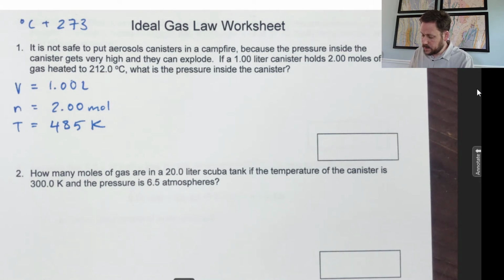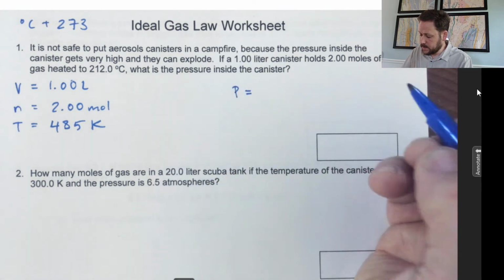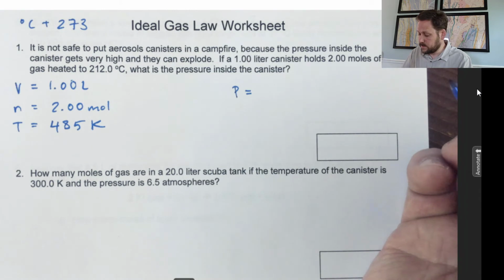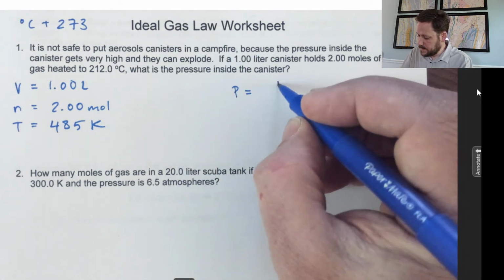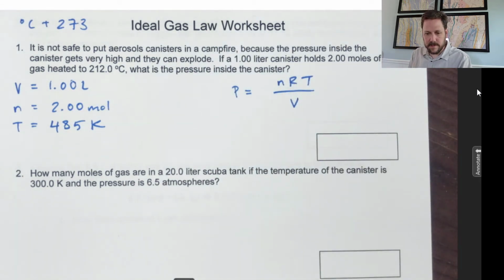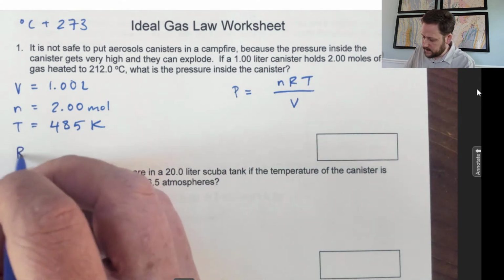And it says, what would the pressure inside the can be? Now, pressure is my unknown variable, and if I want to take PV equals nRT and rearrange to solve for pressure, then PV equals nRT becomes P is nRT over V, right? Divide both sides of the equation by V. And I have everything else in my list that I need except for the R value.